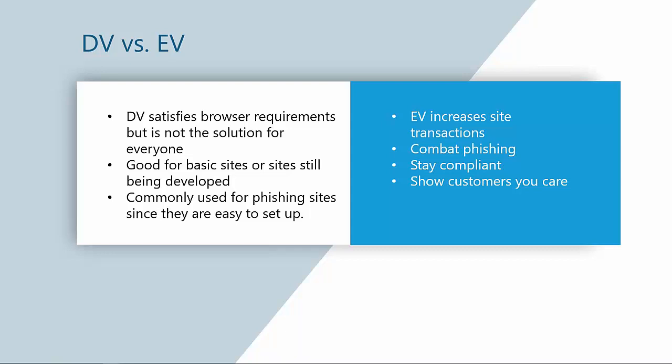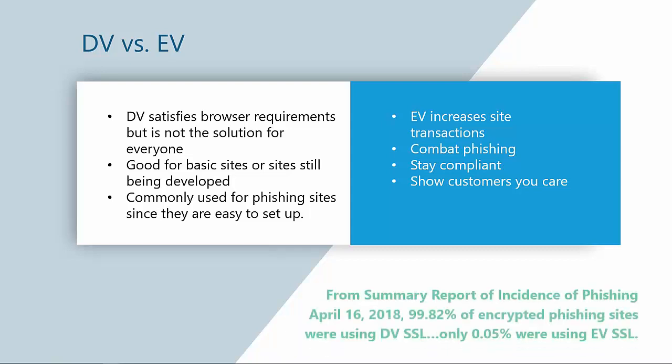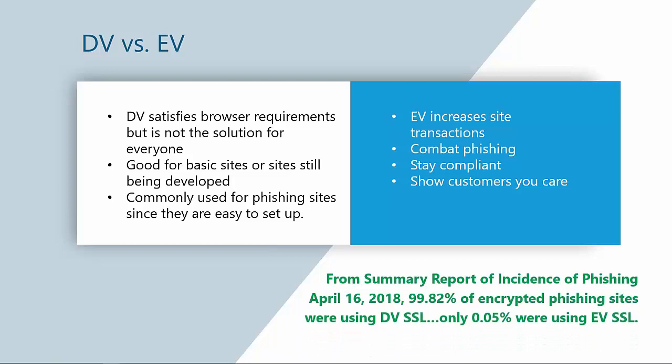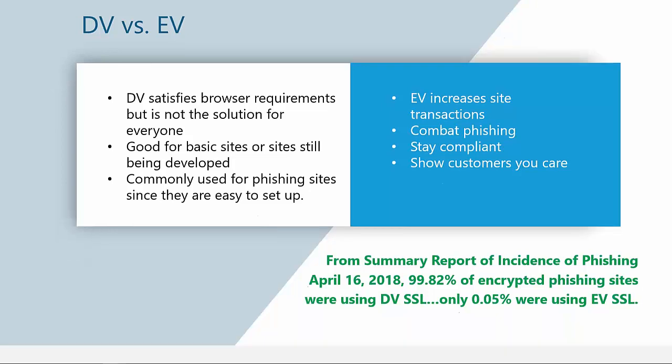EV, on the other hand, increases site transactions. They combat phishing because most people don't go through the process of that. They stay compliant. Some industries do require a higher level of certificates, and it shows customers that you care about the security of the site. The report, let's see here, says most of the phishing sites use DV while only 0.05 used EV. So it's very common to see phishing sites use DV.